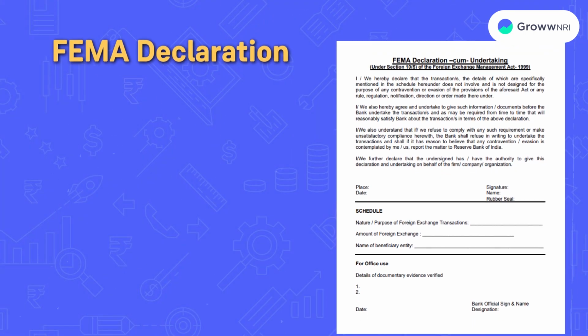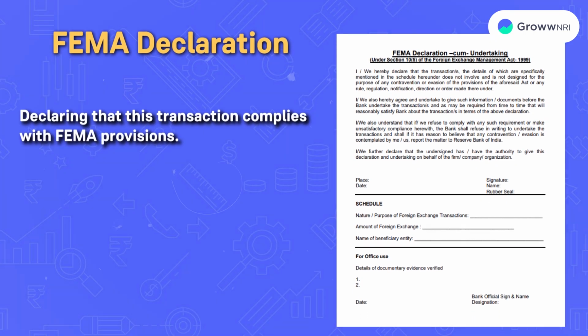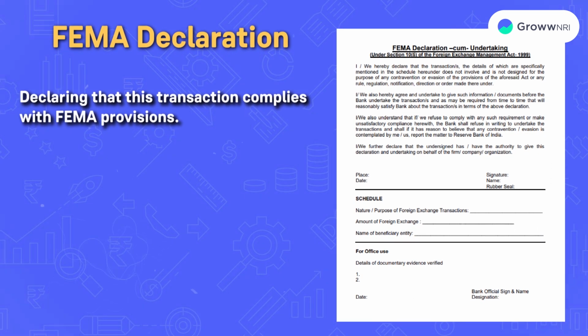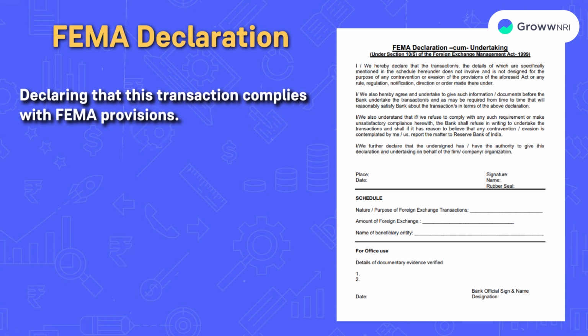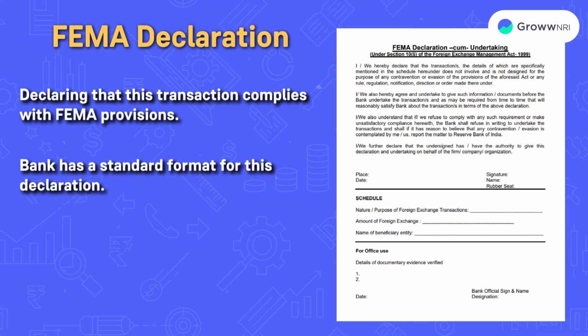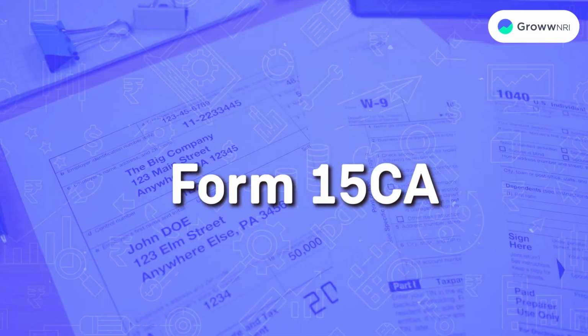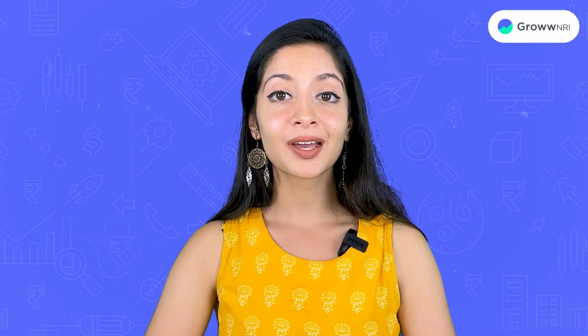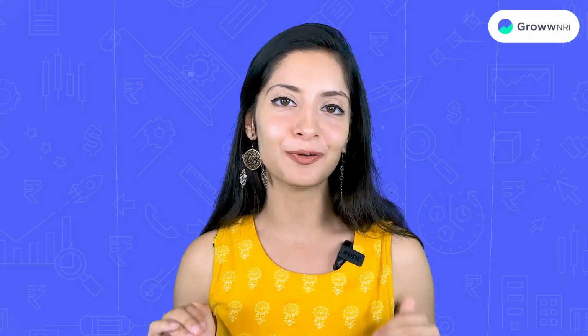First is the FEMA declaration. What's that all about? It's basically your word of honor. You're declaring that this transaction complies with FEMA provisions and you're giving the bank the green light to proceed. The bank usually has a standard format for this declaration, so you can pick it up and just submit it to them. Easy peasy lemon squeezy. Now Form 15CA. That's an income tax form and it's submitted online. But don't worry, it's not as complex as it looks.